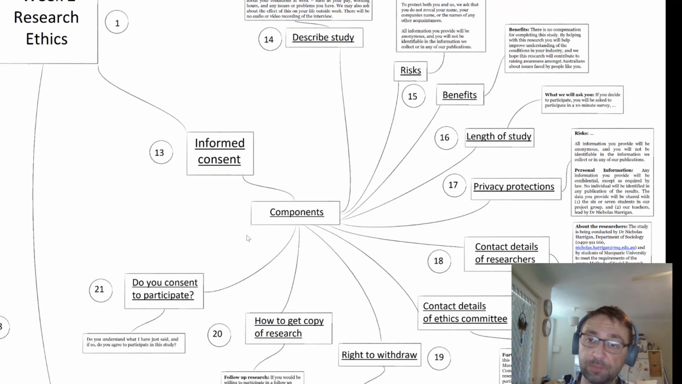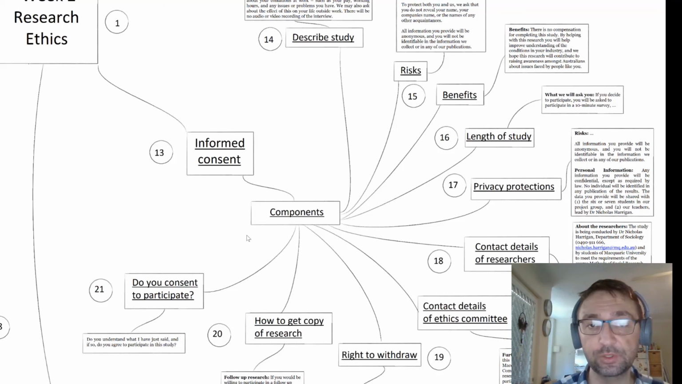You need to list the privacy protections. You need to list the contact details of researchers. You also want to list the contact details of the ethics committee, the right of people to withdraw, how you get a copy of the research, and do you consent to participate. We'll just run through those very quickly.